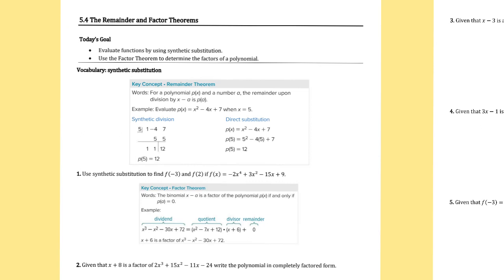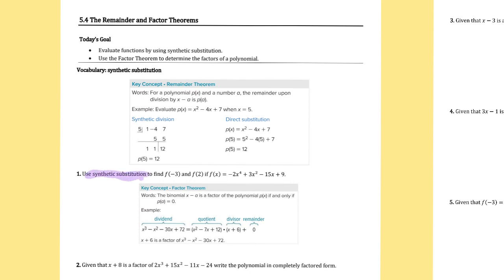Okay, so today we're going to be talking about the remainder theorem and the factor theorem. And I think the big thing would be to talk about what that actually means, and what you actually need to know about that. I think the big thing would be that we're going to do synthetic substitution. I think that would be the first thing.